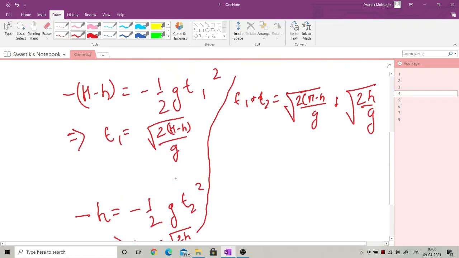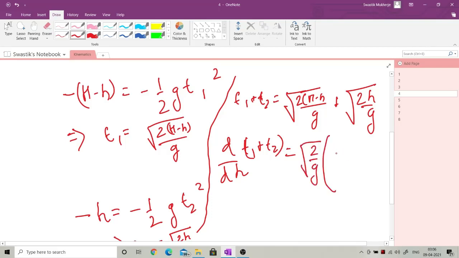So we do d/dh of this, which is equal to root over 2 by g. You can take this constant out. Minus 1 by root over (H minus h) plus 1 by root over h, means we have 2 here, 2 root h.